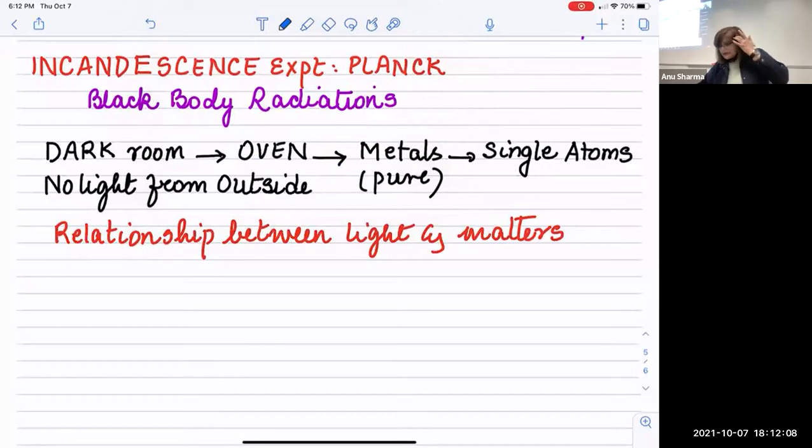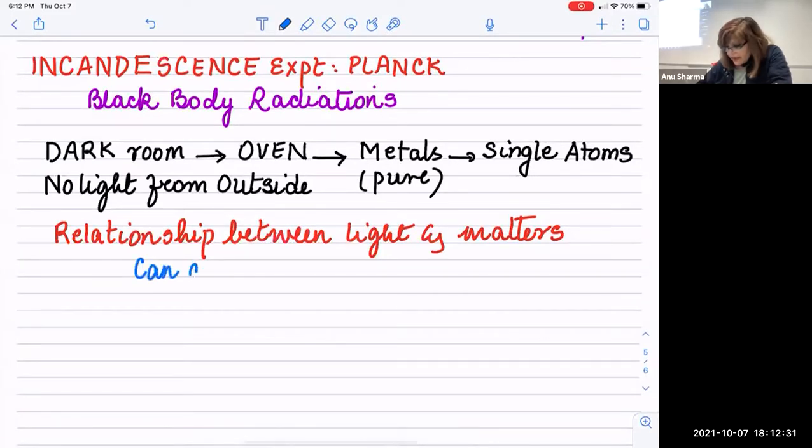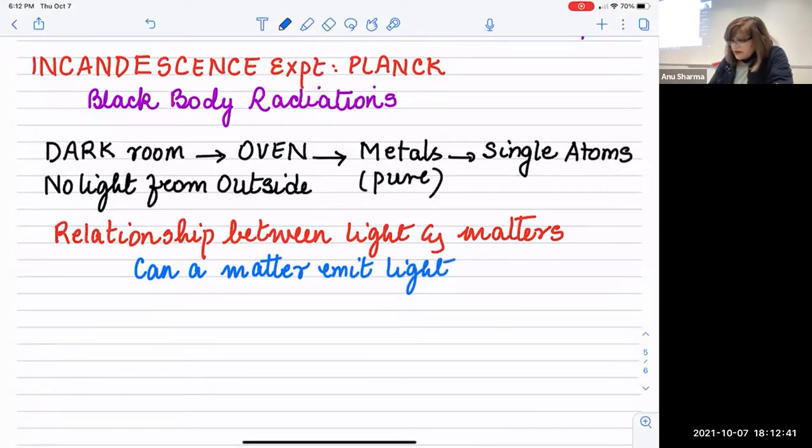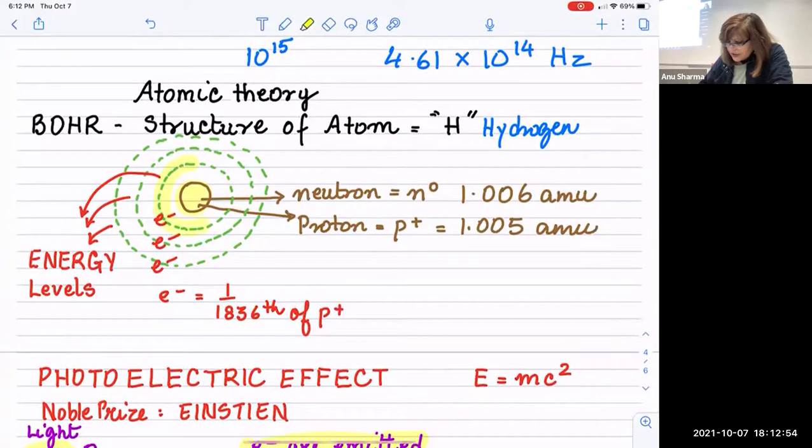So the incandescence experiment conducted by Planck was to study that. Fine, we understand that light comes and falls on matter. But can matter emit light? Is there a relationship between light and matter? Can matter emit light? This is what he wanted to figure out.